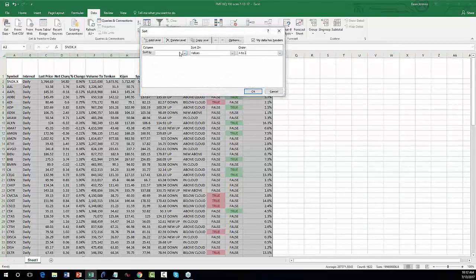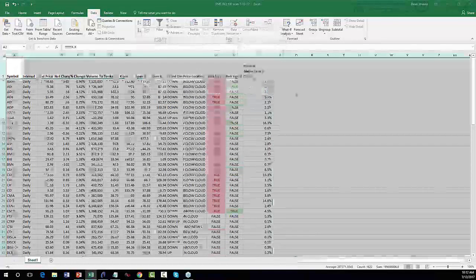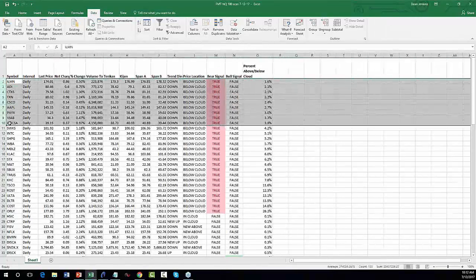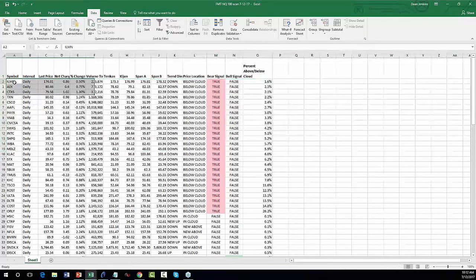Sort. My data has headers. I want to sort on bear signals. Then I want to add a level, and I want to sort on percent below the cloud, smallest to largest. There's my prioritized list of candidates to go search, right? Out of the entire NASDAQ 100, I'd probably go look at these 10. And it takes 10 to 15 charts to go find one good candidate, typically, right? But I can do it fast. So let's look at it. ILMN.